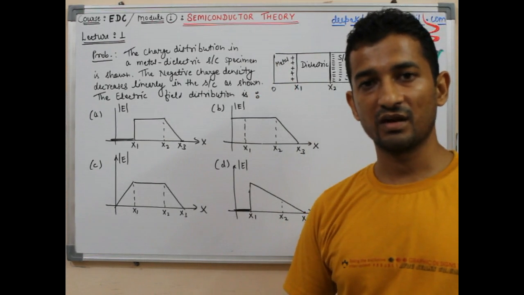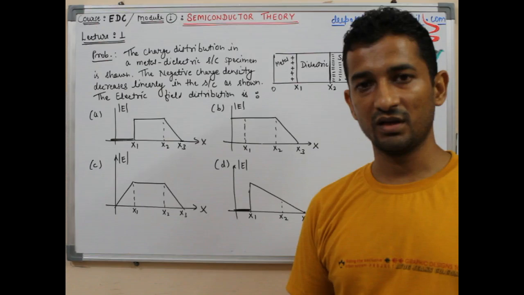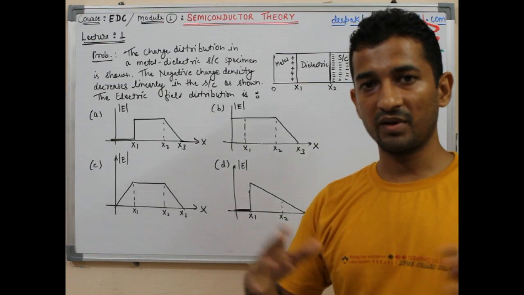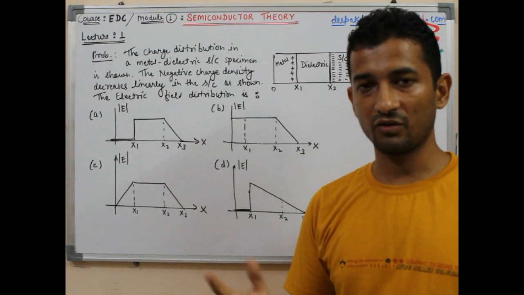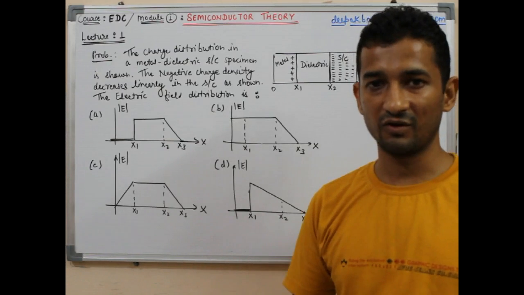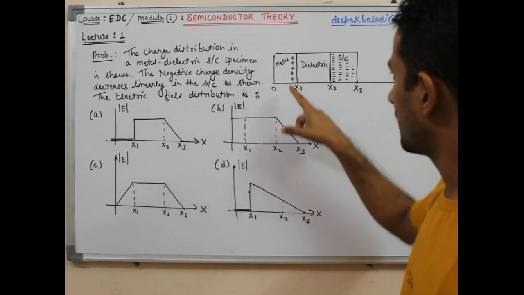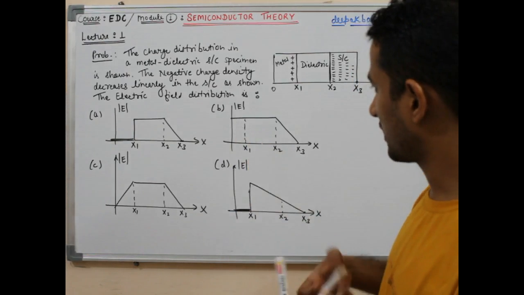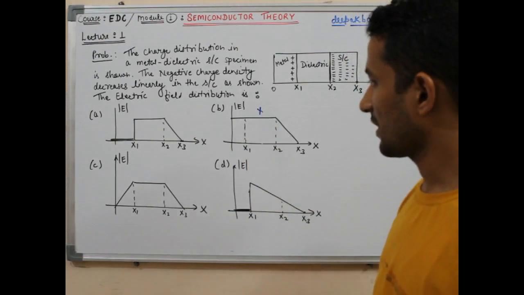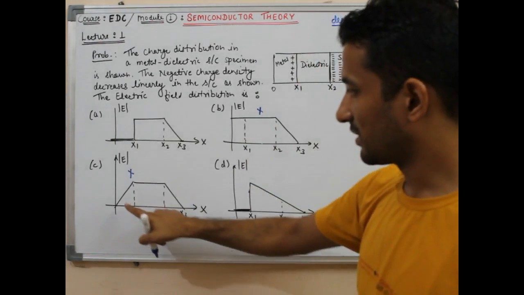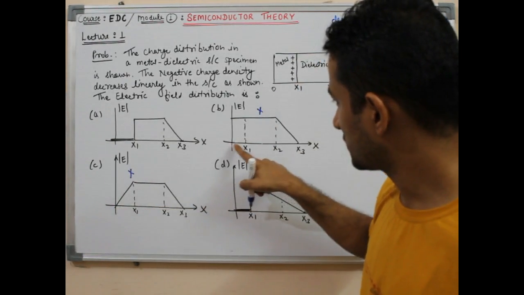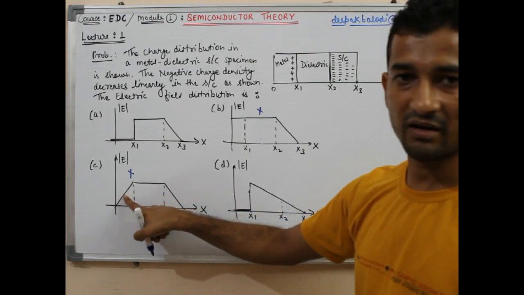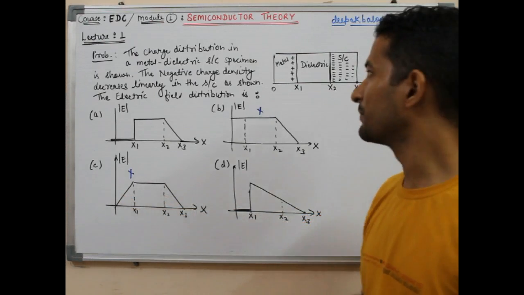So the electric field is never sustained within the metal. It only appears at the surface of the metal, or it comes out of the metal. It is not inside the volume of a metal. Therefore it has to be 0 within this. So this option is not correct. This option is not correct either, because from this to this one, they show some electric field within the metal. It cannot be there.